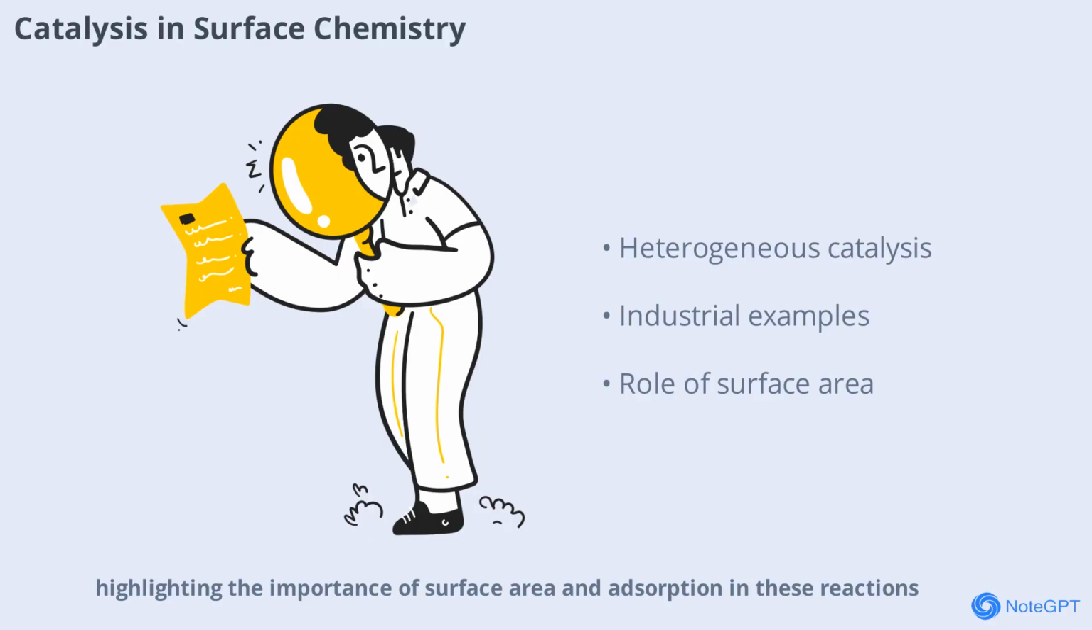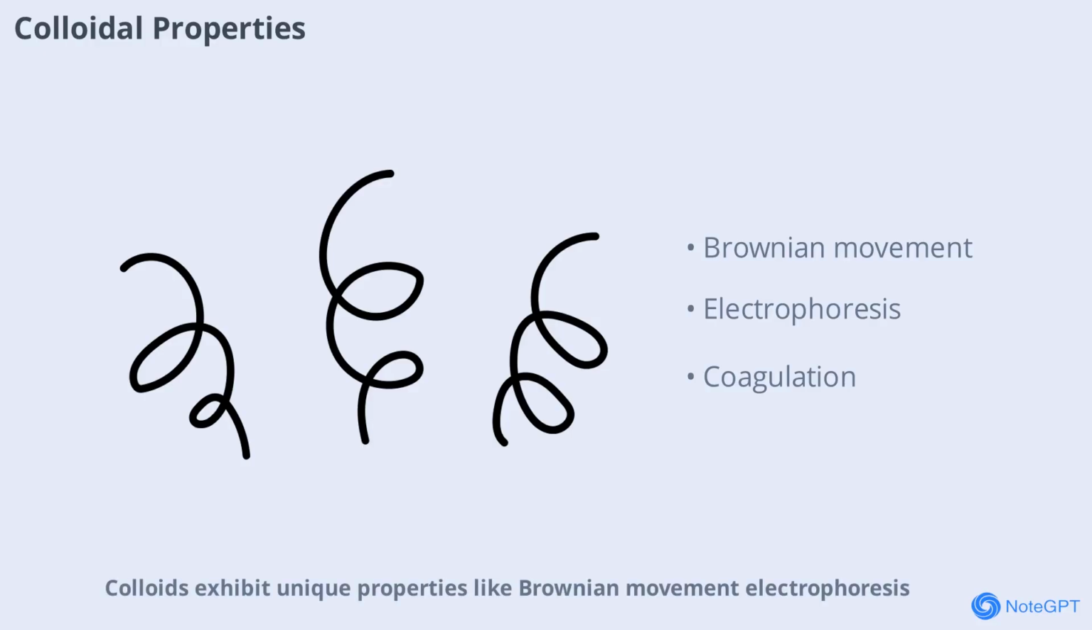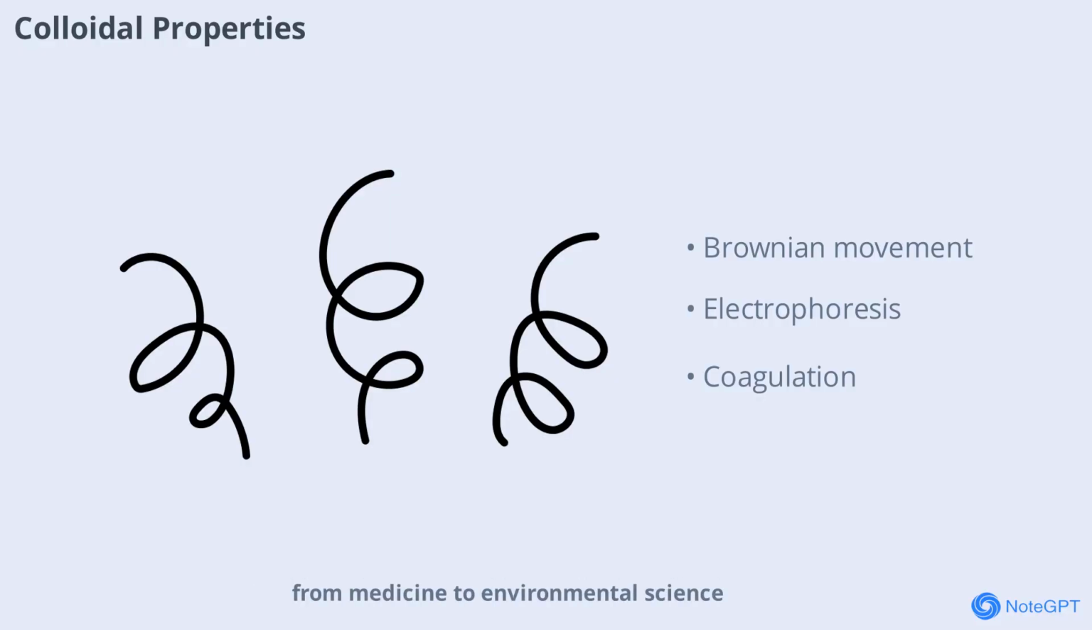Colloids exhibit unique properties like Brownian movement, electrophoresis, and coagulation. We'll discuss each property, their significance, and how they are used in practical applications from medicine to environmental science.